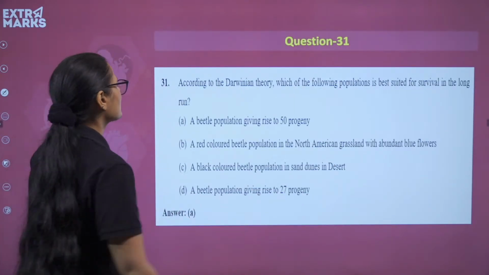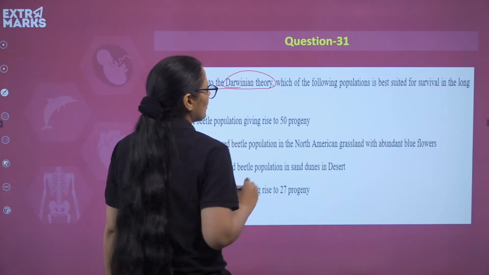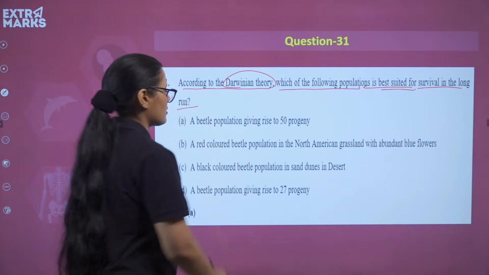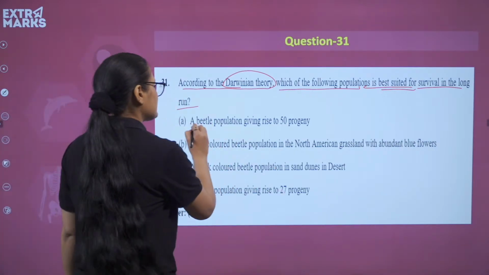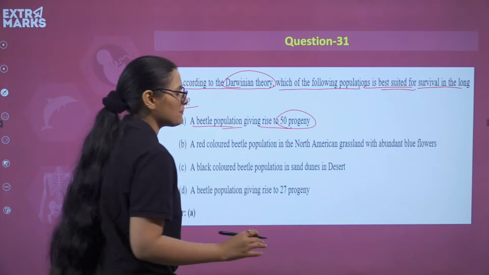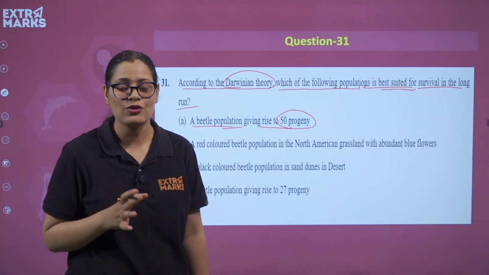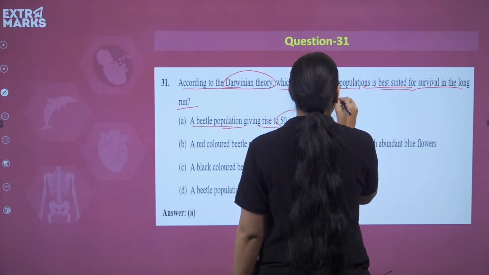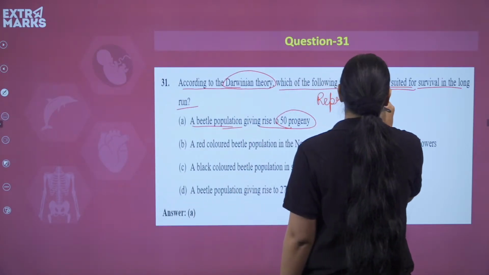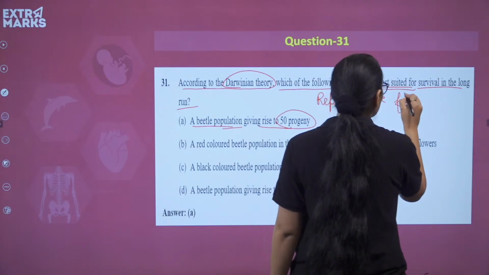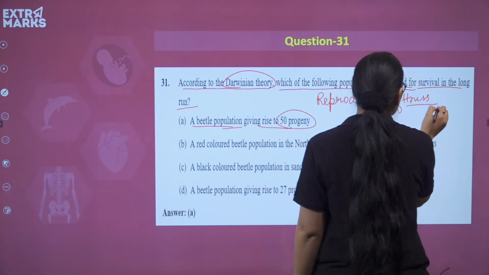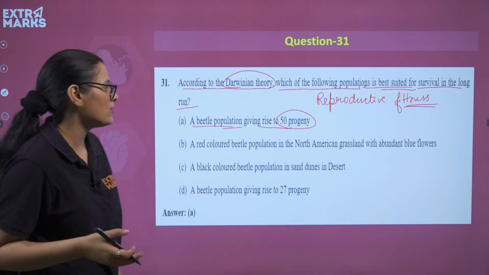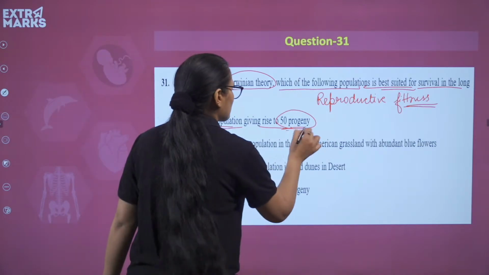The next question is, according to Darwinian theory, which of the following populations is best suited to survive in the long run? The very first option is a beetle population giving rise to 50 progeny. We know Darwin focused on reproductive fitness and said that whosoever produces more would be more fit to survive for the next population. So the more the number of progeny, the more fit. So it's 50 progeny in the first option.